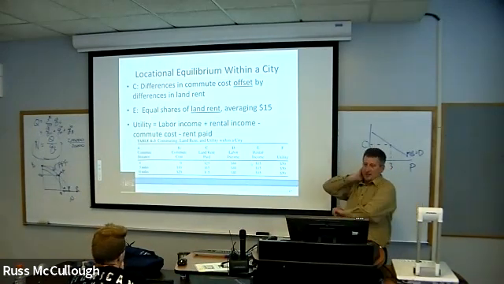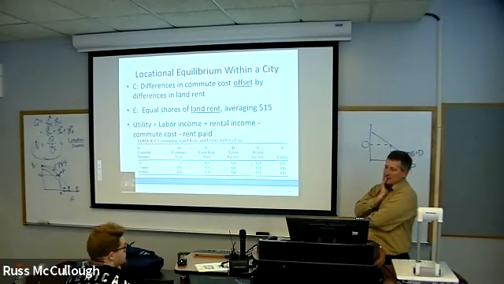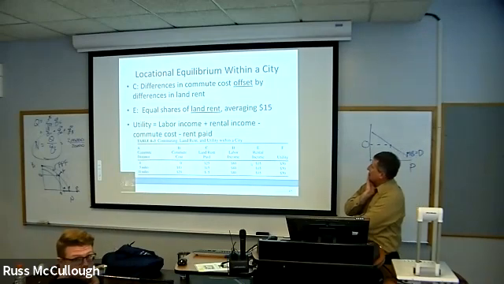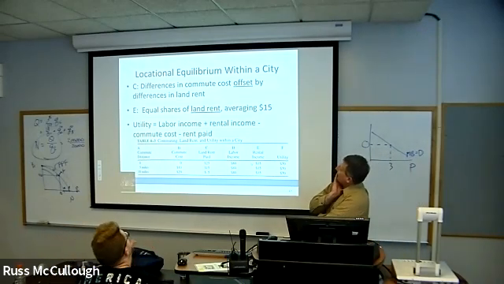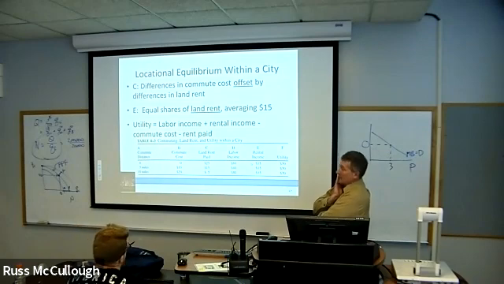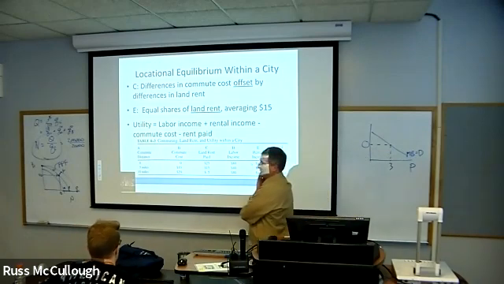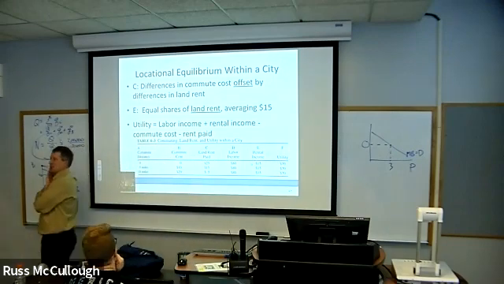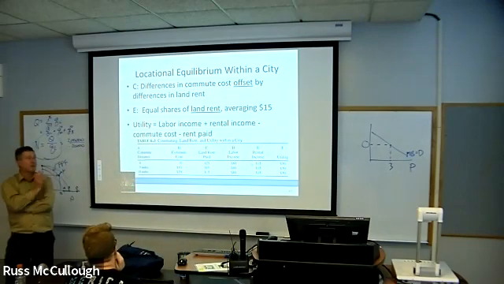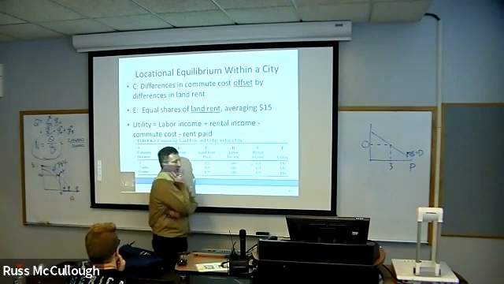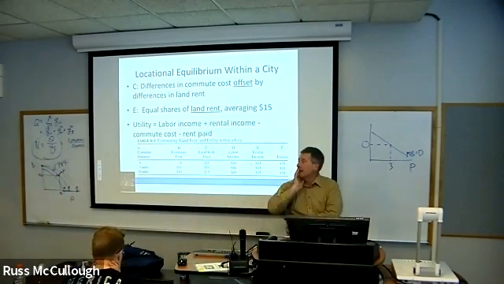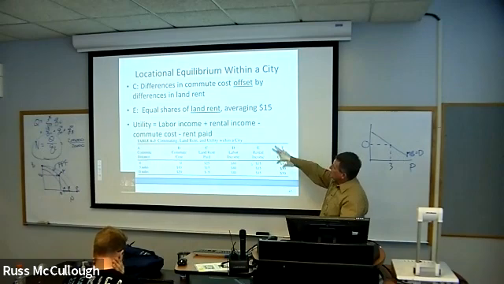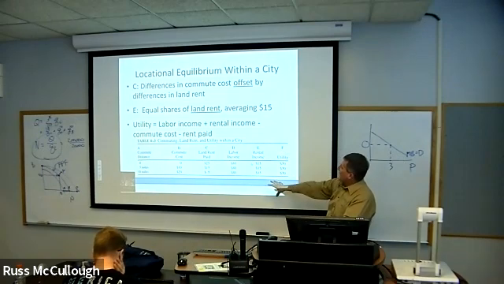So here's our equilibrium concept. Differences in commute costs are offset by differences in land rent. Is it expensive in the city to live downtown? Yes. If you haven't ever checked prices, it starts to go up. So we're going to make an assumption with this model that we've got equal shares of land rent.